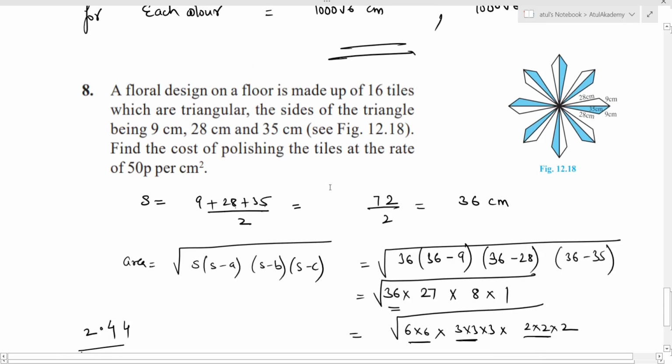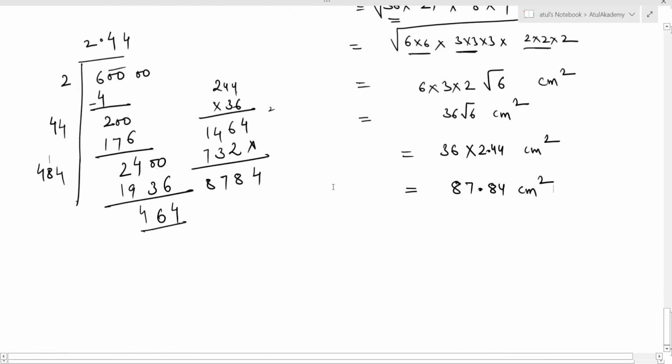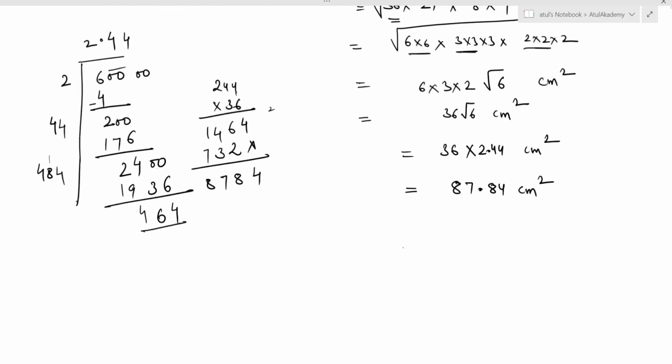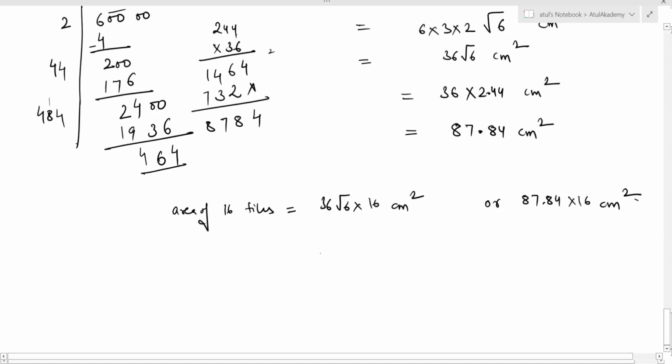One triangle. Okay, now we have 16 pieces. Another way to do this was you just multiply this 36 root 6. So area of 16 tiles, I'll write both ways: 36 root 6 into 16 centimeter square, or 87.84 into 16 centimeter square. Fine.